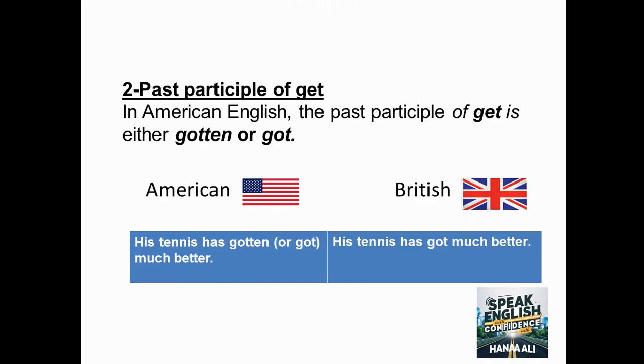2. Past participle of get. In American English, the past participle of get is either gotten or got. For example, in American English we say, his tennis has gotten or got much better. But in British English we say, his tennis has got much better.